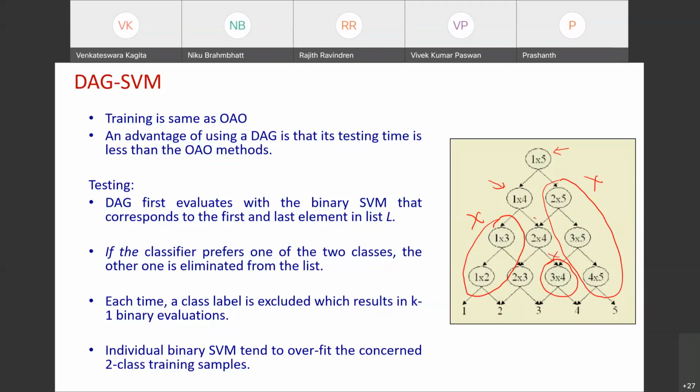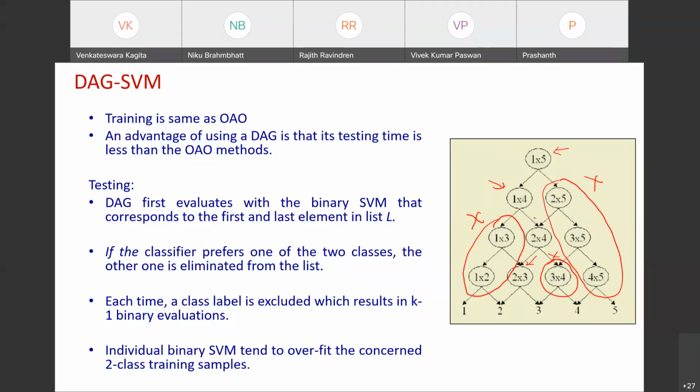Finally, you're coming here and checking 2 versus 3, and it will classify it as either 2 or 3. Okay, so if you observe here, how many classifiers are you checking to classify a new instance if you have 5 classes? 4. We are checking 4 classifiers.